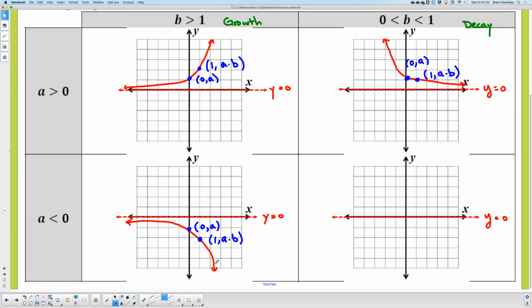Hey, what do we call this? Growth or decay? What's happening? It's now decay. All right, great. And last one. What if we have a base between 0 and 1 with a negative A? Well, what would happen is it's a vertical reflection here of this graph. And so our graph would now come up and over. Whoops. Like that.